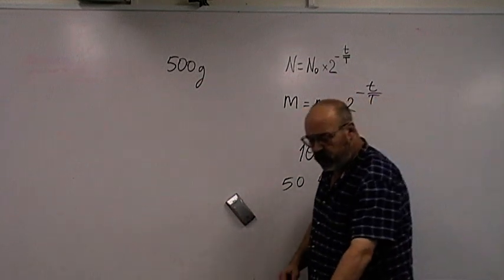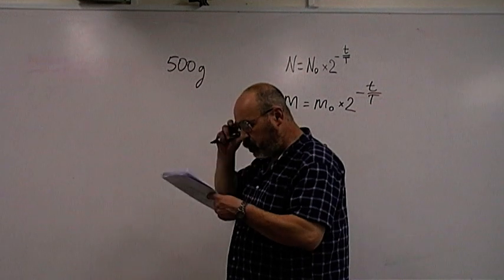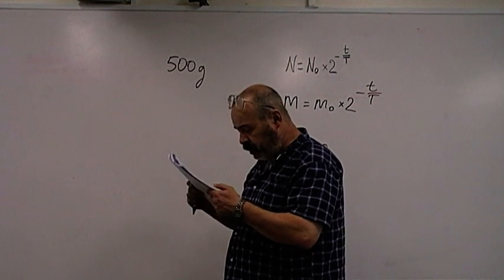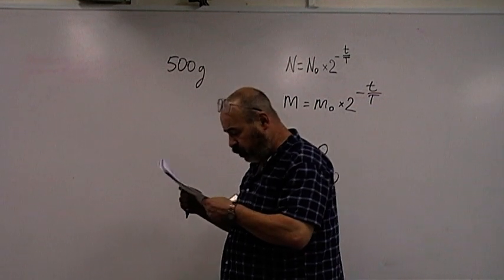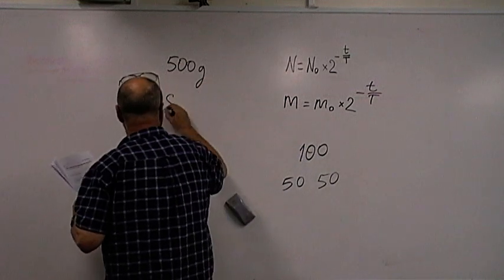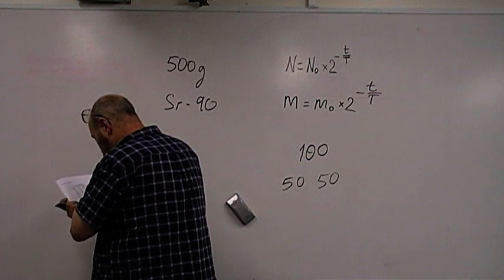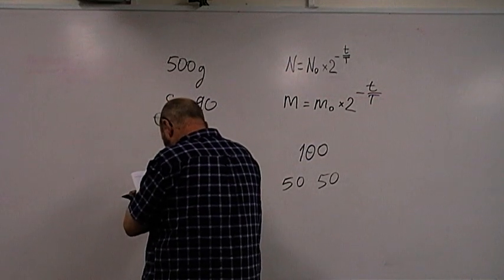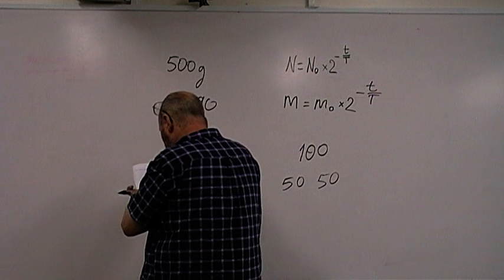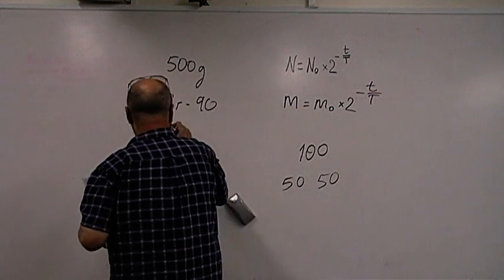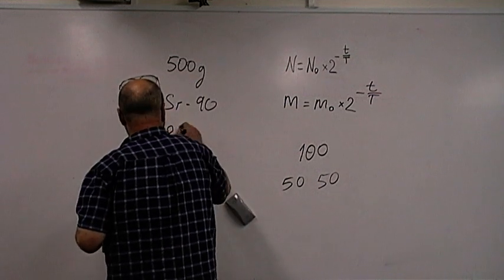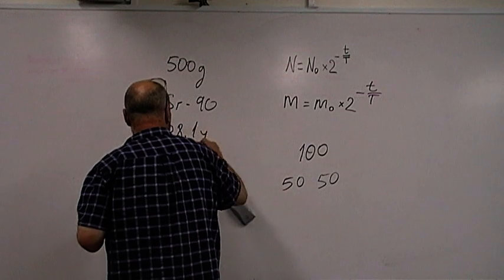So let's consider we have 500 grams of strontium-90, which has a half-life of 28.1 years. T equals 28.1 years.